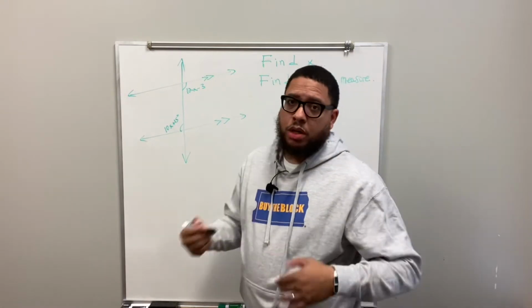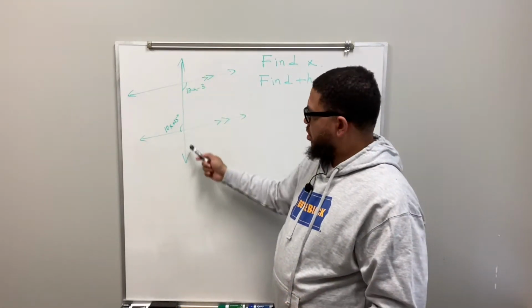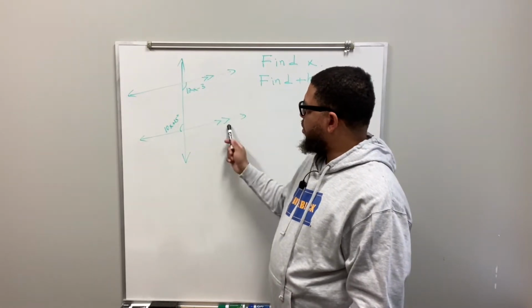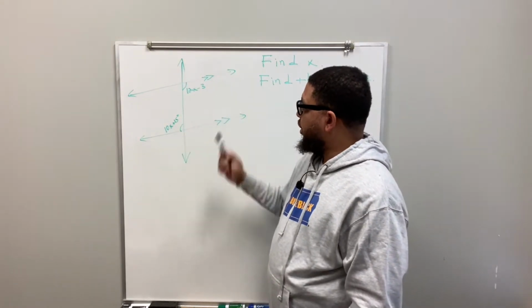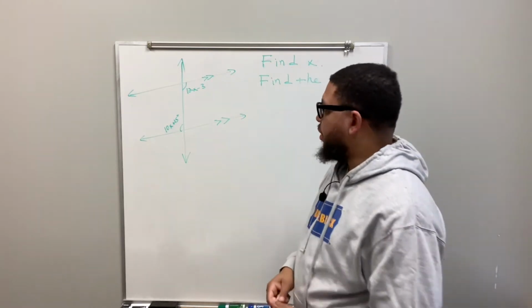All right, so we're going to jump into some geometry. We have a transversal right here, and we have two parallel lines, right here and right here. Now, how do I know that those are parallel lines? This is how I know that those are parallel lines.